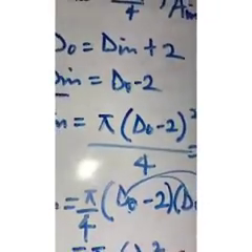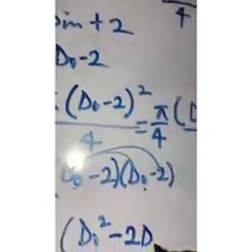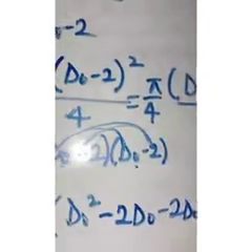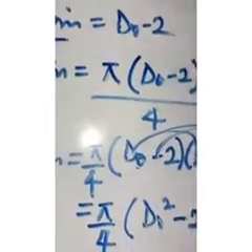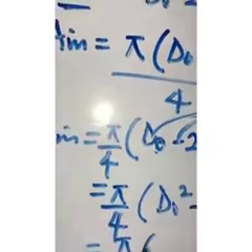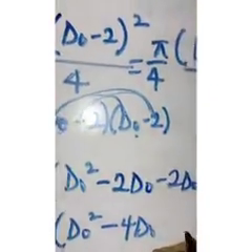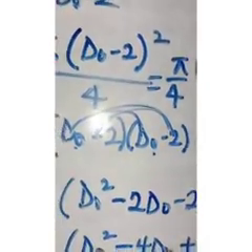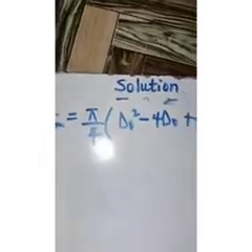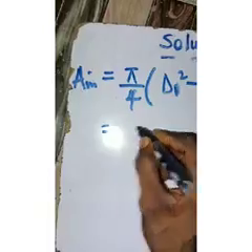will be minus 2 d naught, this times minus 2 d naught, and this will be plus 4. So I'm going to have it as equal to pi all over 4 open bracket d naught square minus 4 d naught plus 4.